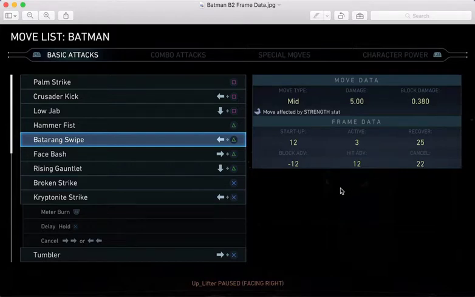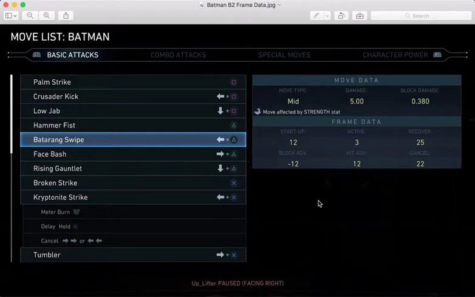So the next 2 portions are about how your move interacts with your opponent, assuming it doesn't whiff. So first, right here, we have block advantage. This tells you who gets to act first if your opponent blocks the move, and how much time that person has to act. So for instance, this move is -12 on block.